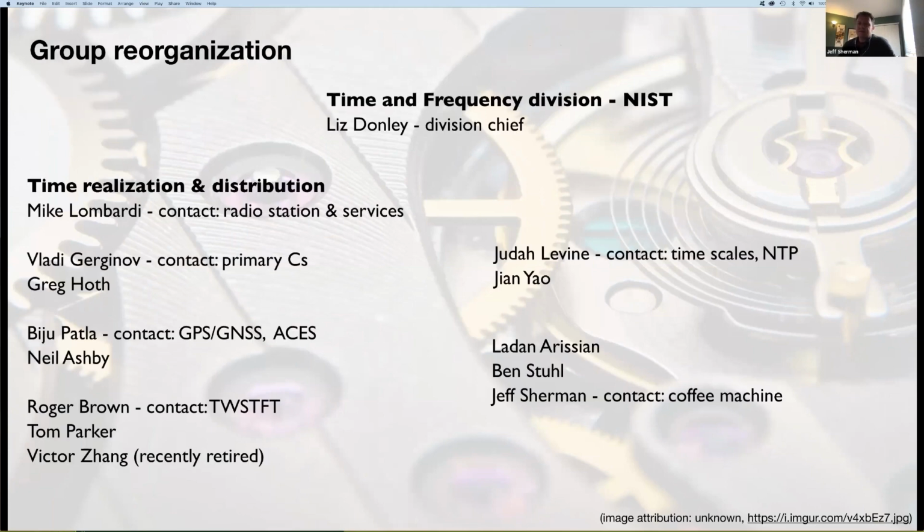Before I start in detail, I'd like to summarize that there's been some reorganization since 2019 or so in the NIST Time and Frequency Division. Elizabeth Donnelly is now the division chief, and a sort of super group has been aggregated, centralizing all the activities related to UTC NIST generation and distribution. The group leader is Mike Lombardi.